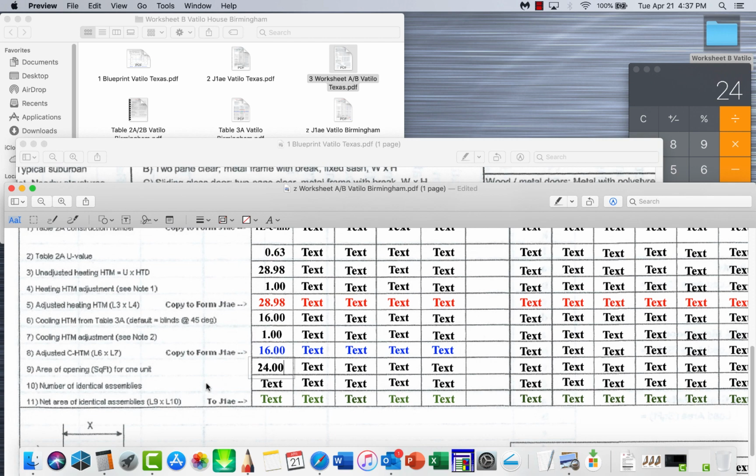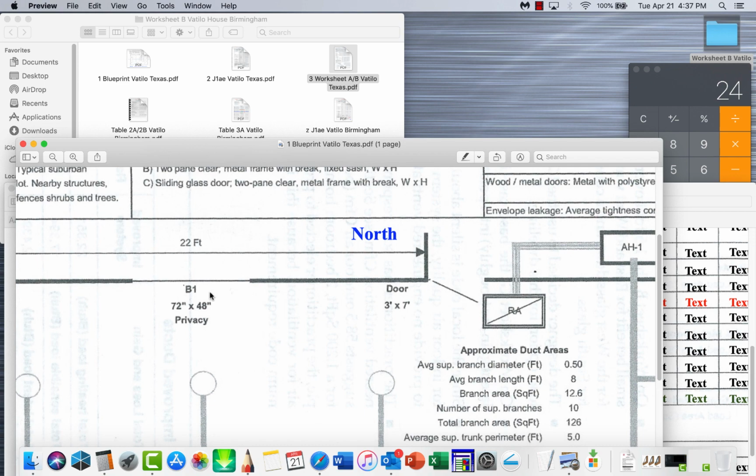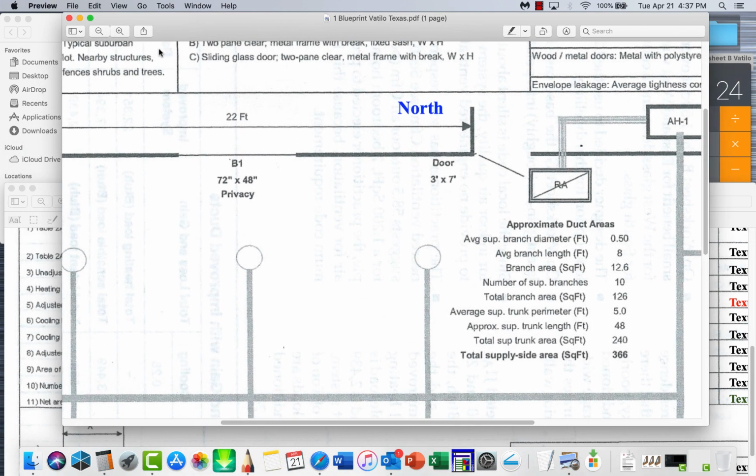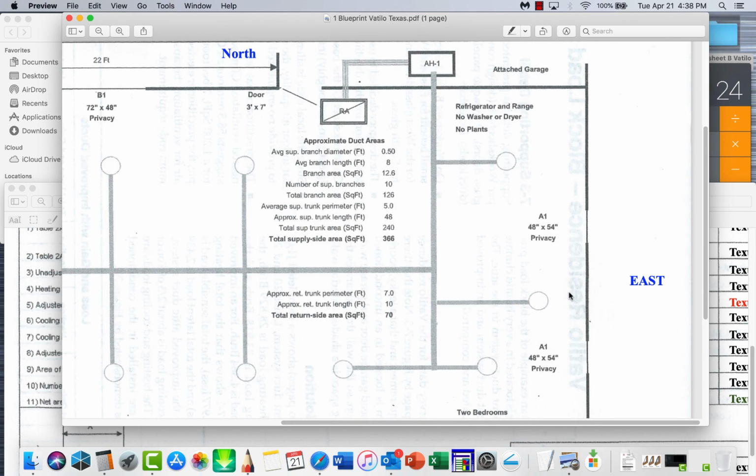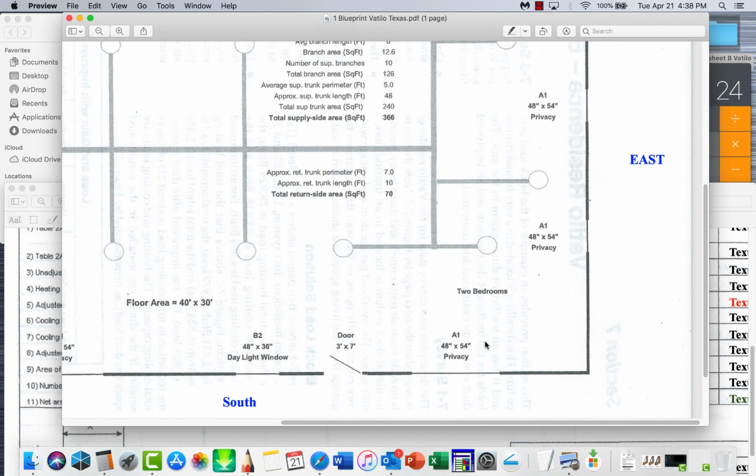24.00. Okay, number of assemblies. Back to the blueprint, you only got one. Now, if you had multiple windows, I'm going to back out of this a little bit. If you had multiple windows like this, you got an A1 here, A1 here, and you got an A1 over here. Just do it on whatever side you're working on.